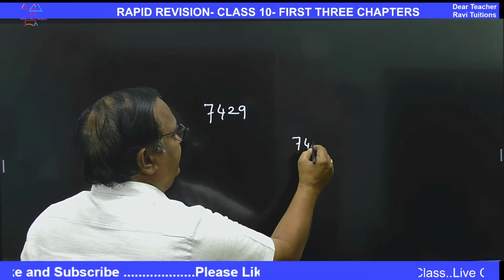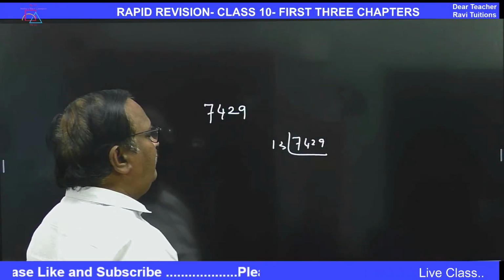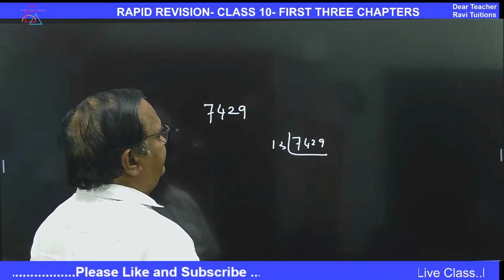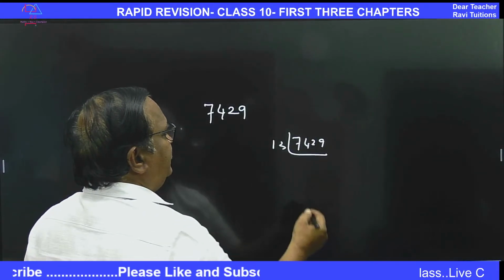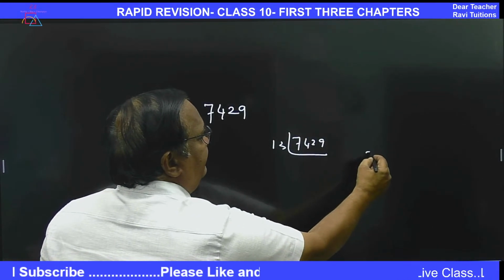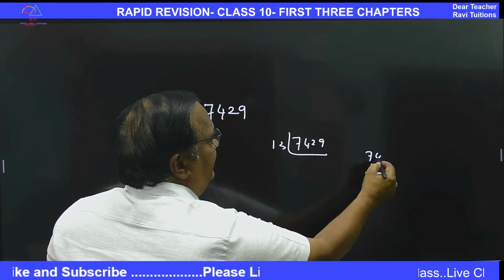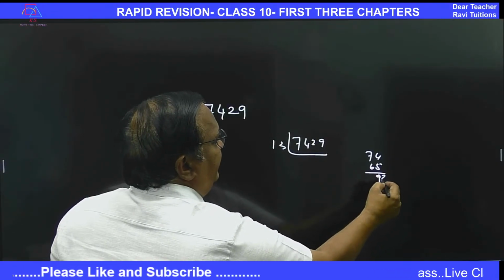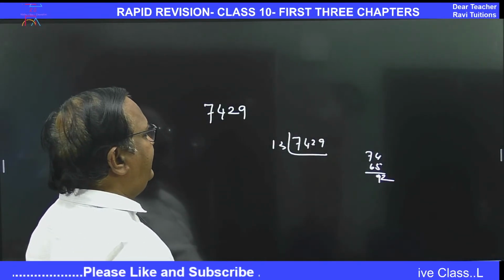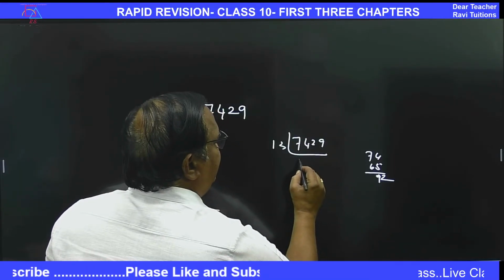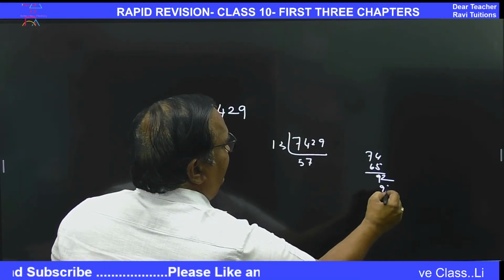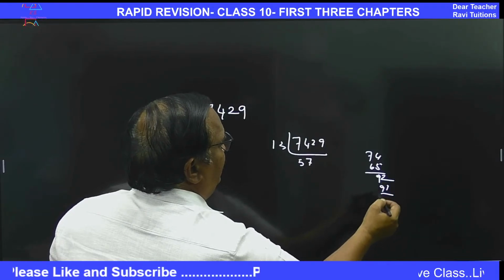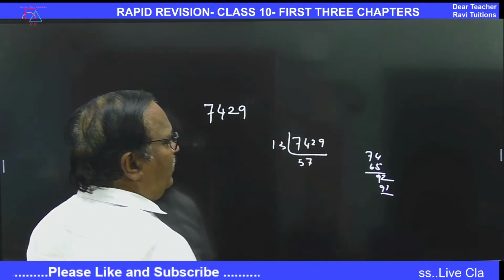So then 7429 with the 13. So how many times? 6 13s 78, no? So then 5 times. 5 times means 74 minus 65, 14 minus 5, 9, 92. Then how many times? 7 13s 91. 14 minus 5, 9, 92. 7 13s 91, 1.